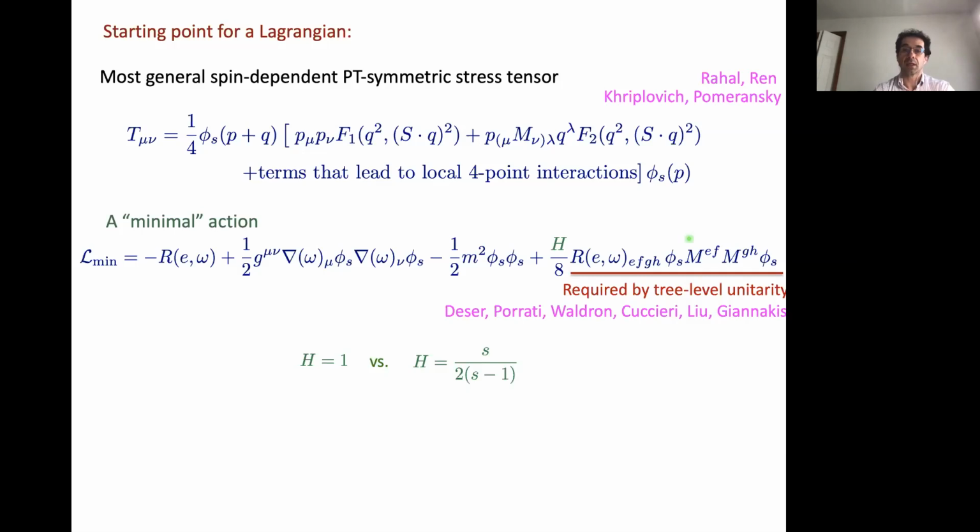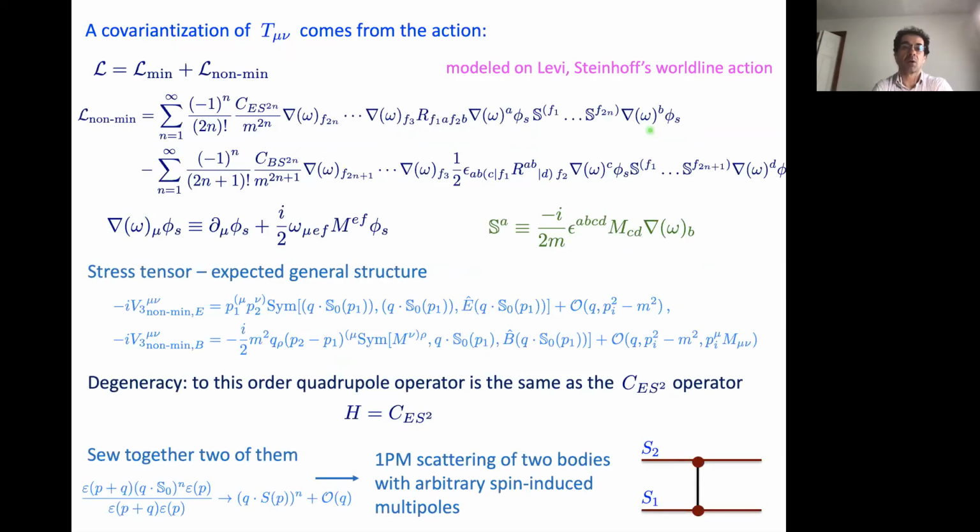Now, clearly, this does not accommodate the stress tensor. It accommodates at most 3 terms in it. The rest of it can be accommodated by such an action, which has many derivatives and many terms, infinitely many of them. This was modeled on the action of Levi and Steinhoff, the worldline action of Levi and Steinhoff. And that includes the notation for the coefficients, CES and CBS. So I need to explain a little bit what these objects are.